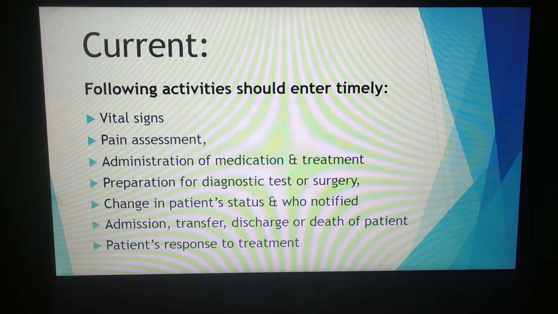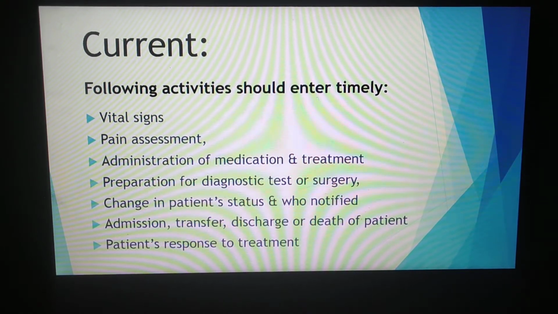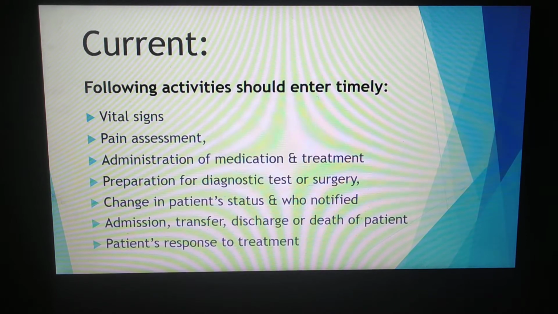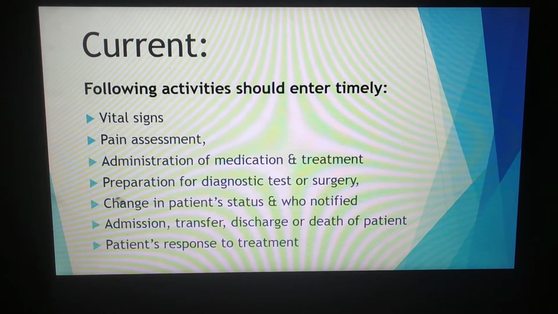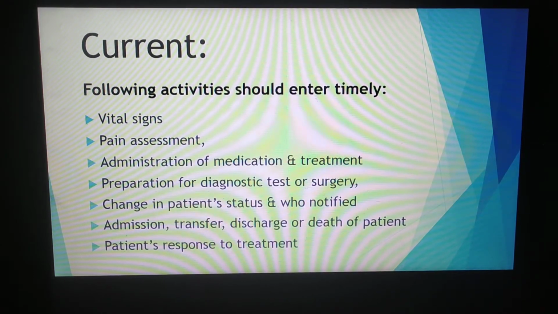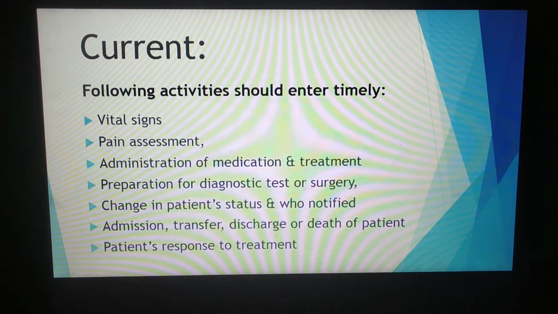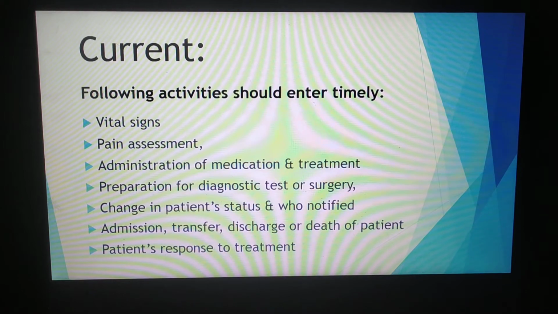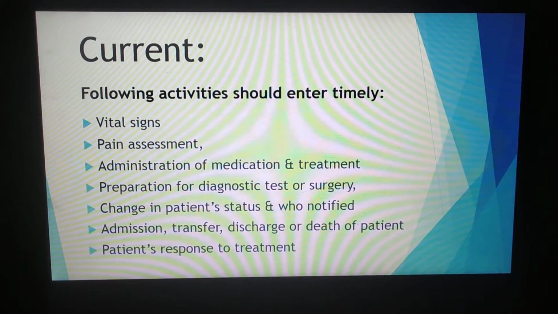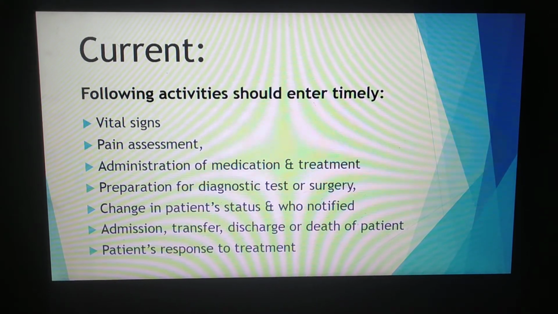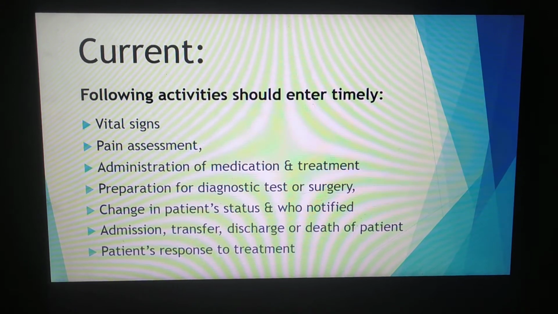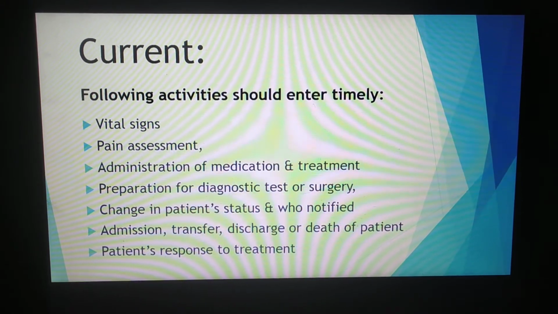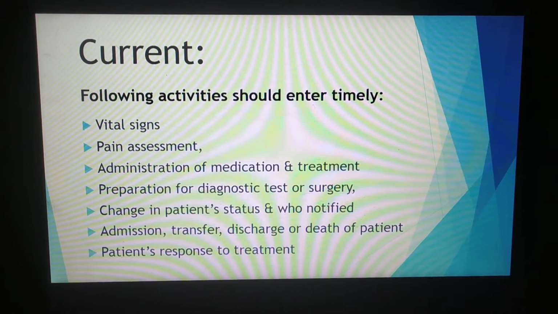By recording the vital signs only we can assess the response of a client. We can observe whether any deterioration occurs or not by assessing the pain of a client. And also we need to record the administration of medications and treatment. If we provide any therapeutic procedure to the client, or administer any type of medication, we need to record it in the case sheet of the patient.